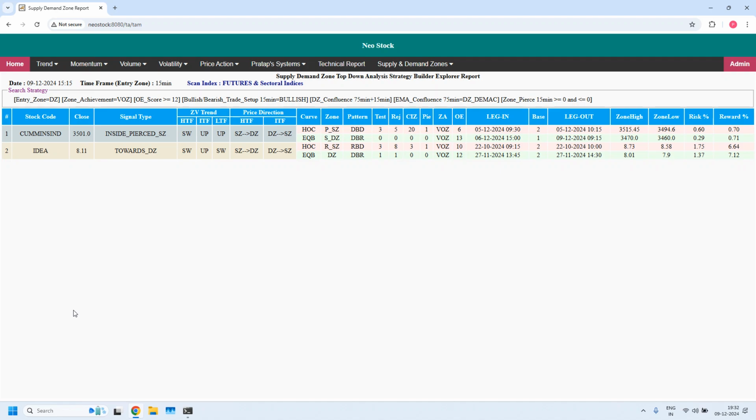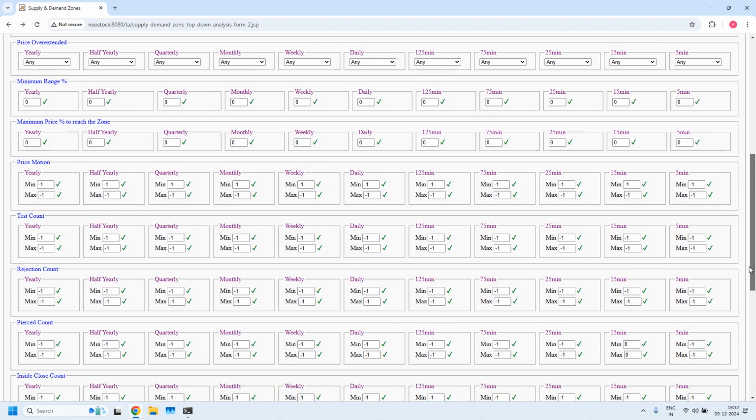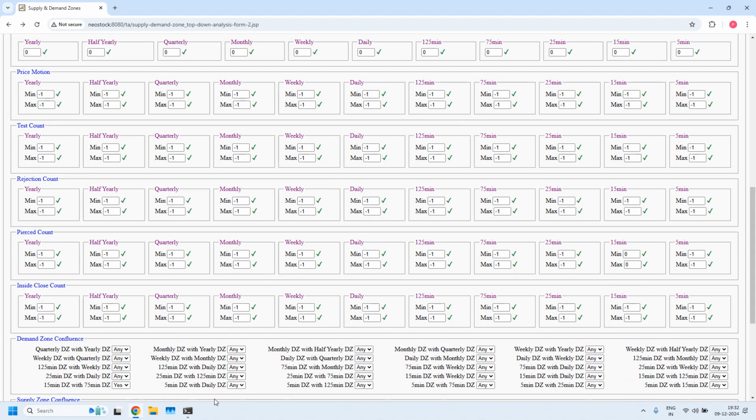Okay, this is based on LTF and ITF and EMA Confluence. Next we will look for LTF, ITF and HTF demand zone confluence. I am removing the EMA filter. In the demand zone confluence, the first filter is the 15 minutes with 75 minutes confluence, which is enabled. Second filter, 15 minutes demand zone with daily demand zone confluence. Third filter, 75 minutes demand zone with daily demand zone confluence.